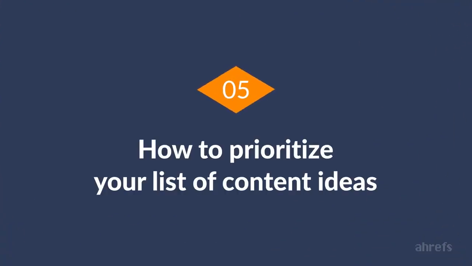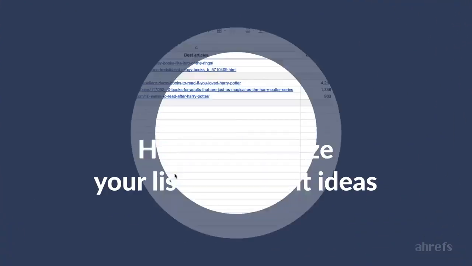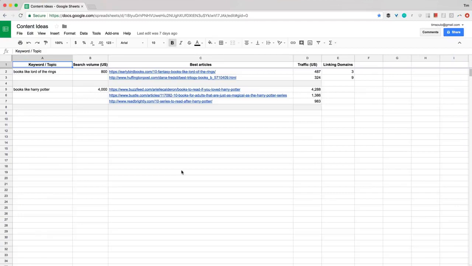Part 5. How to prioritize your list of content ideas. If you were taking action while watching this lesson, I'm sure your spreadsheet of content ideas is full of golden nuggets, which should feel quite satisfying already. But how do you decide which of them you should tackle first?